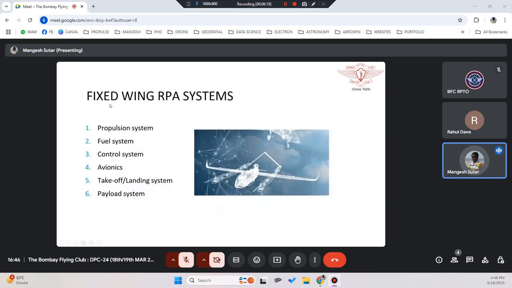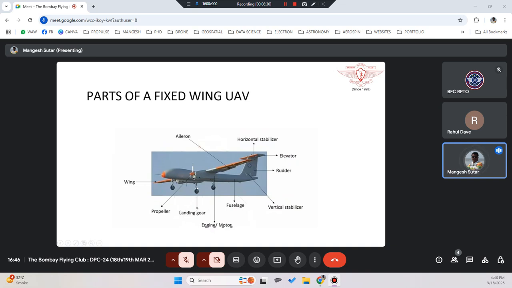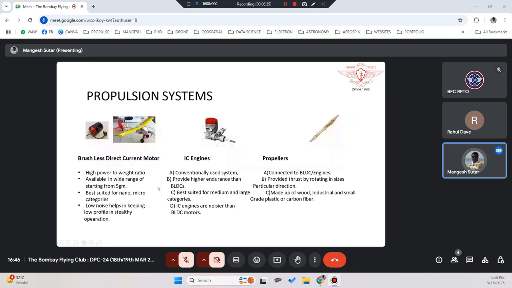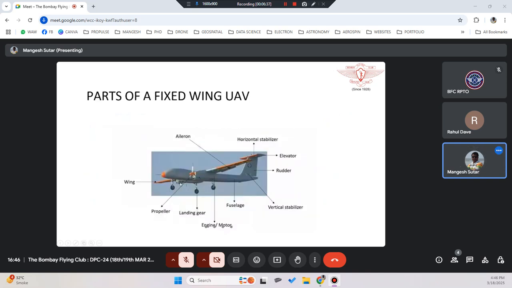So what are the components of the fixed wing? One is the propulsion system, then the fuel system, the control system, the avionics, the takeoff and landing system, which is nothing but your wheels, and then you have a payload system. Under the belly, as I said, you can connect cameras, lidars, all the surveillance type of devices. Even radars are there so that it monitors where it is flying, and it is getting proper signal from the ground station, and is able to function as required.